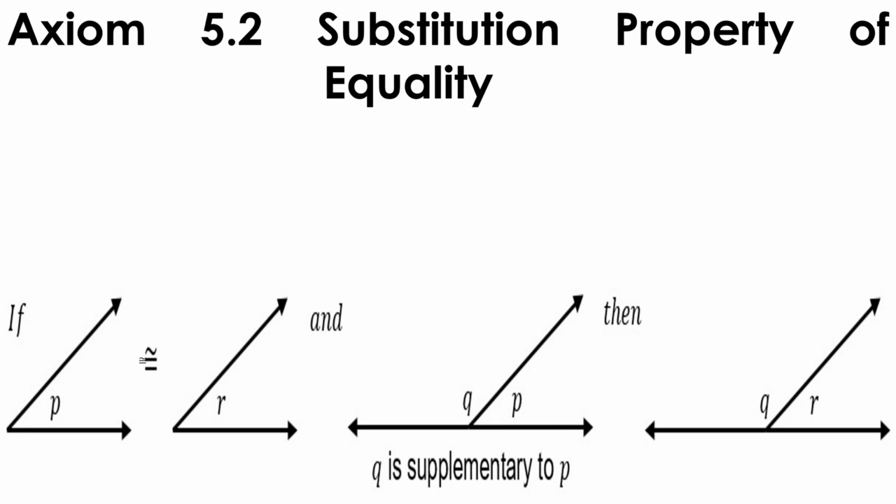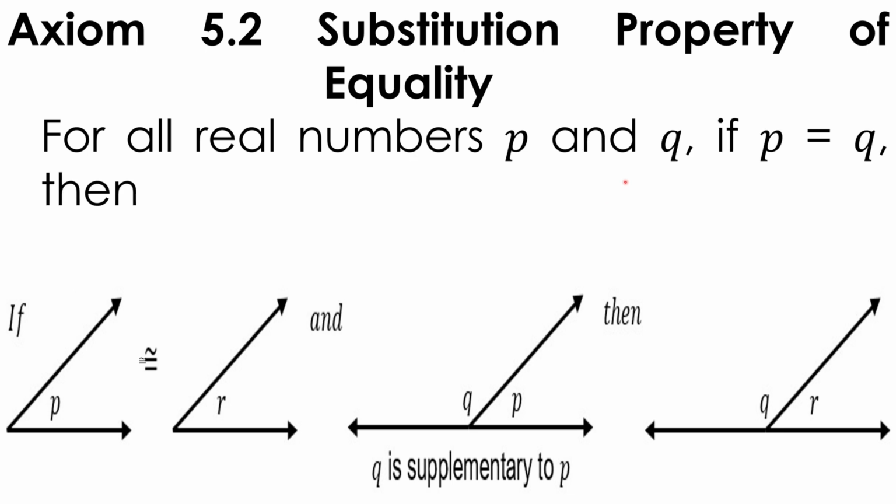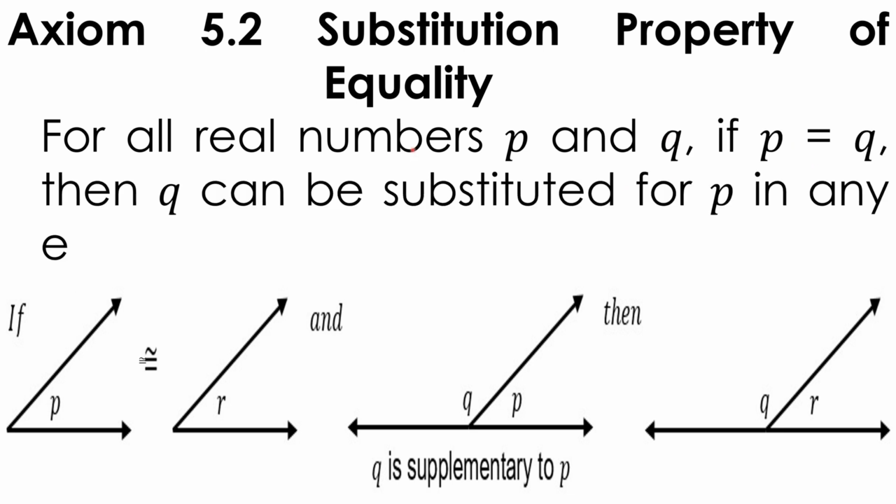The substitution property of equality states that for all real numbers P and Q, if P is equal to Q, then Q can be substituted for P in any expression. For example, we have here, if angle P is congruent to angle R, and angle Q is supplementary to angle P, then angle Q is also supplementary to angle R.